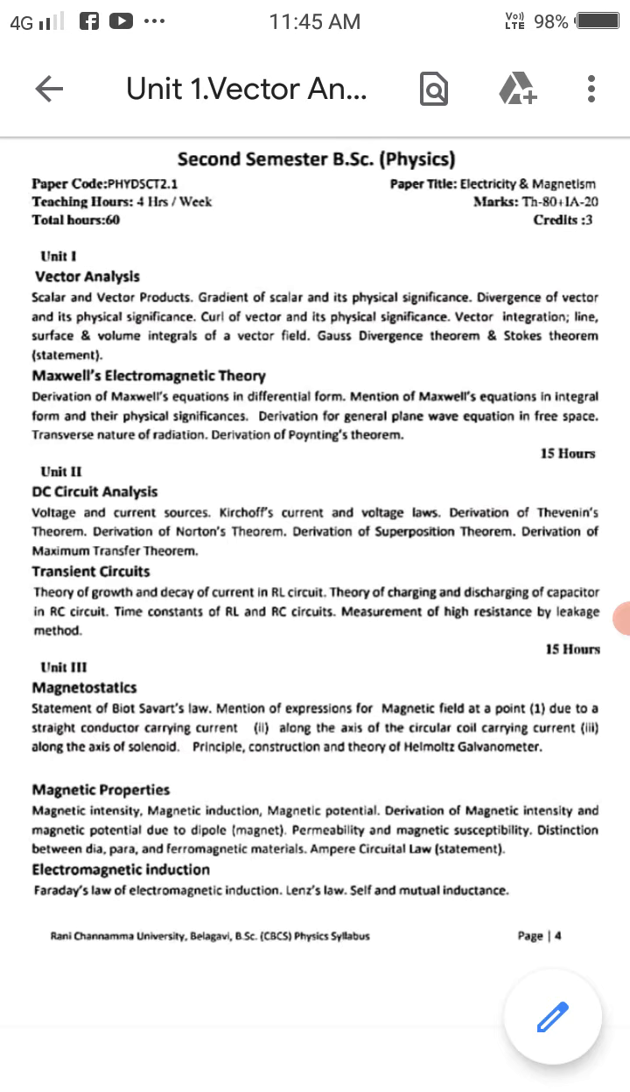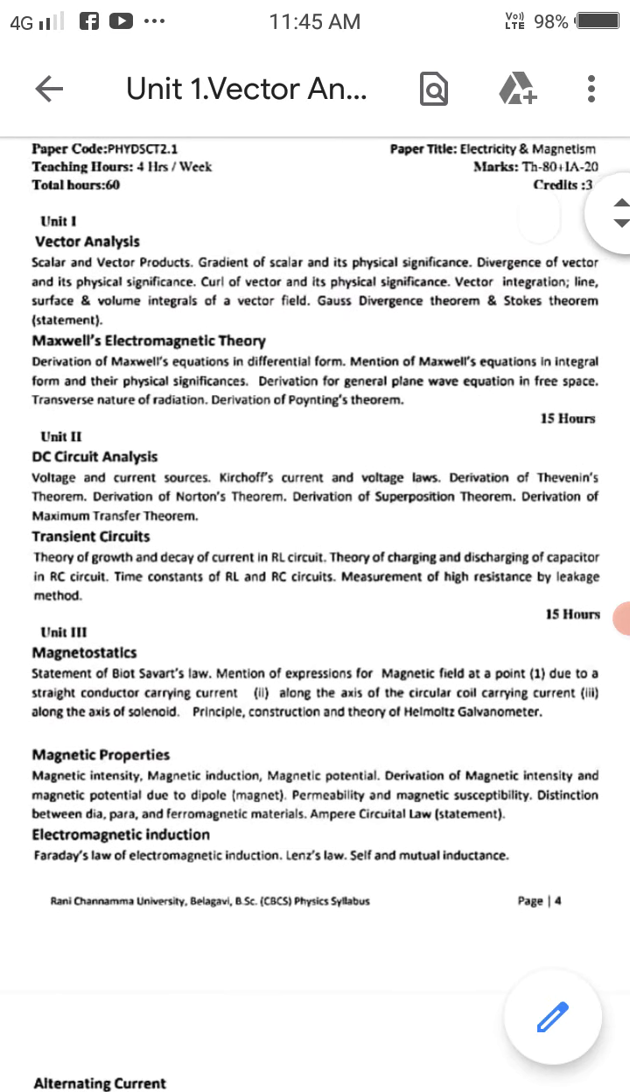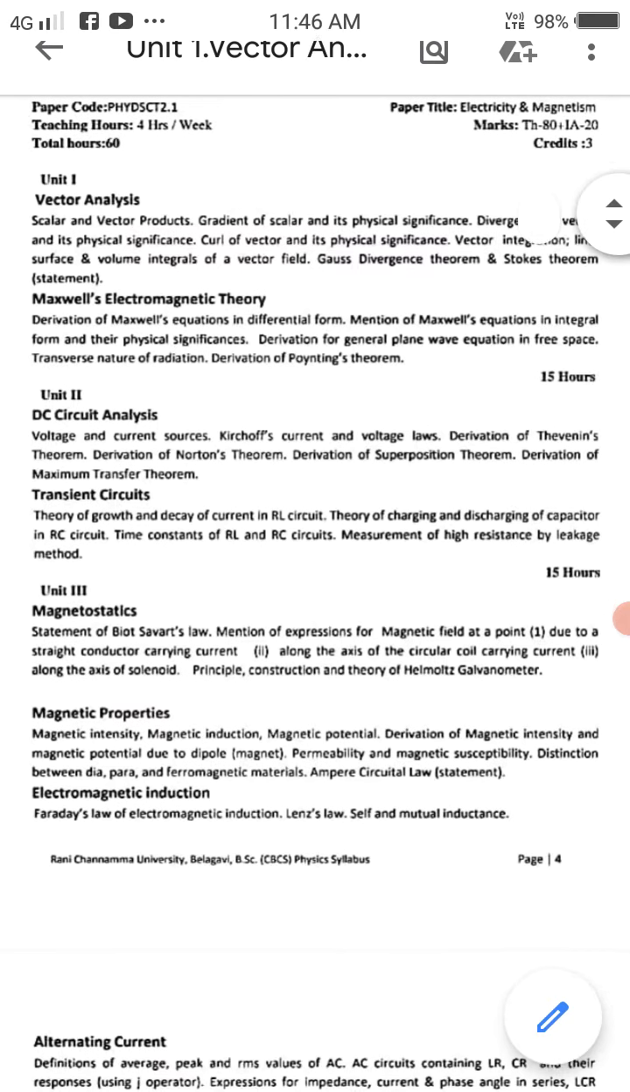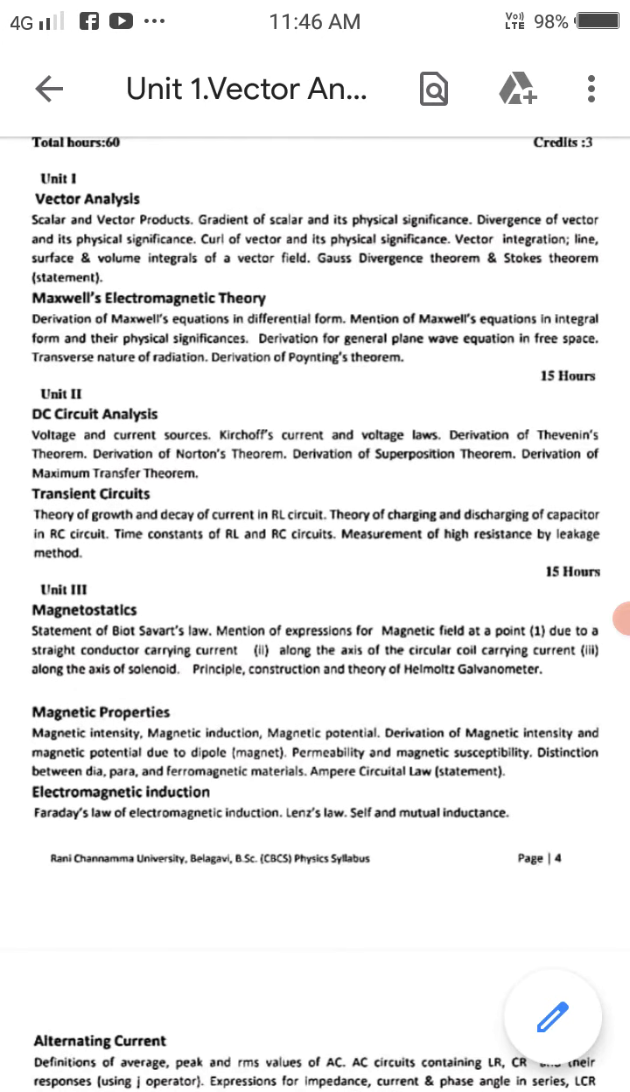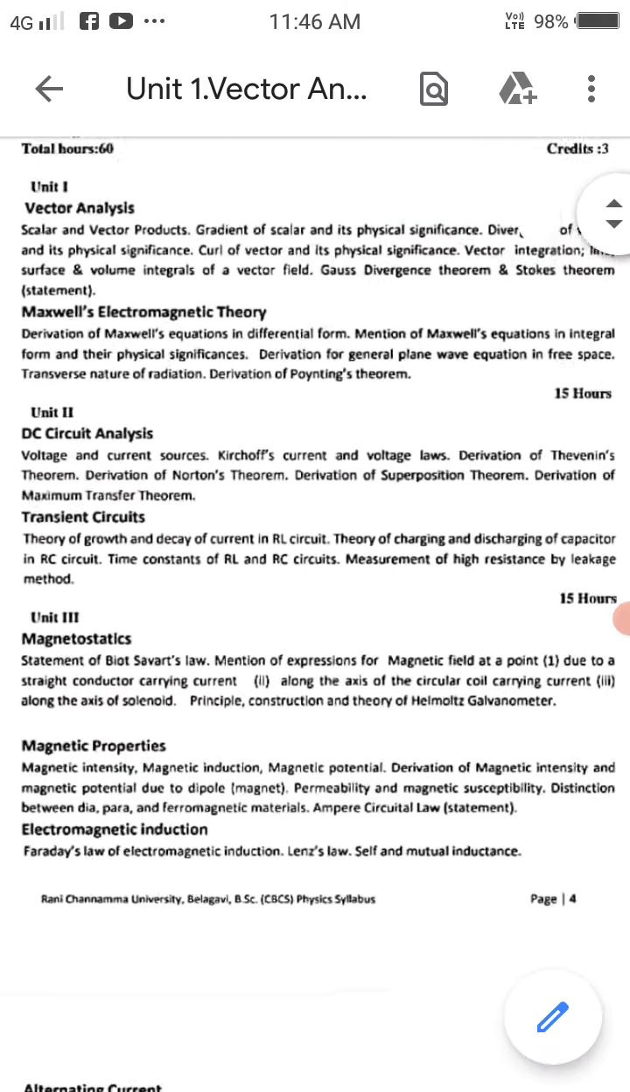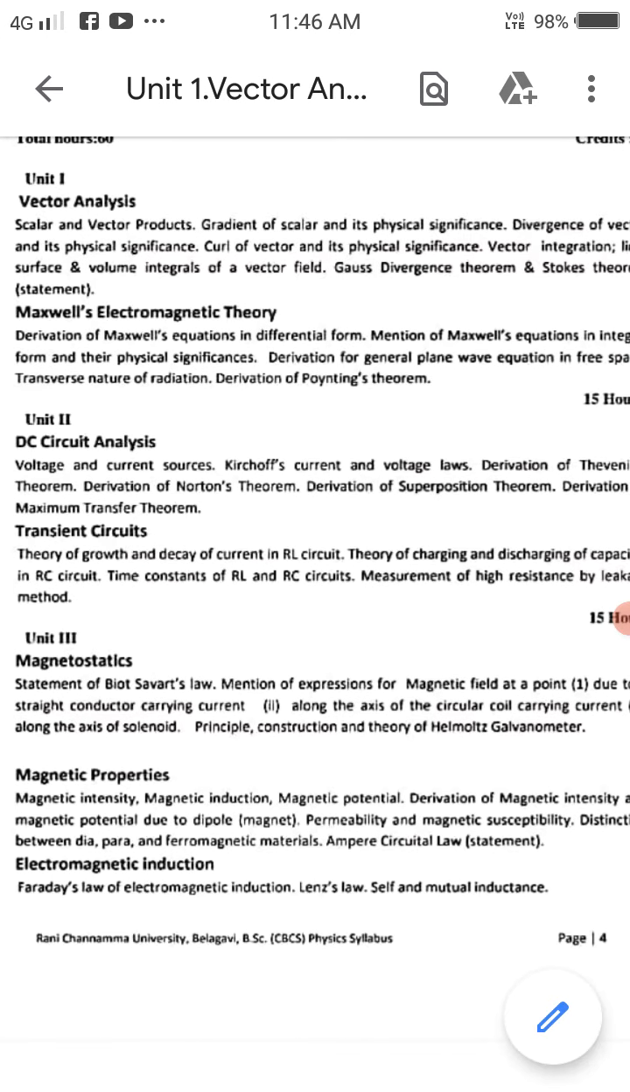Then the part on Maxwell's electromagnetic theory: derivation of Maxwell's equations in differential form, Maxwell's equations in integral form and their physical significance, derivation of the general plane wave equation in free space. Lastly, the transverse nature of radiation and derivation of the Poynting theorem. The derivation of the Poynting theorem is important in the examination. This is a 5 marks important question.